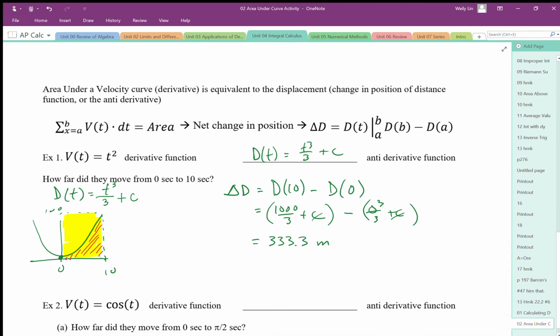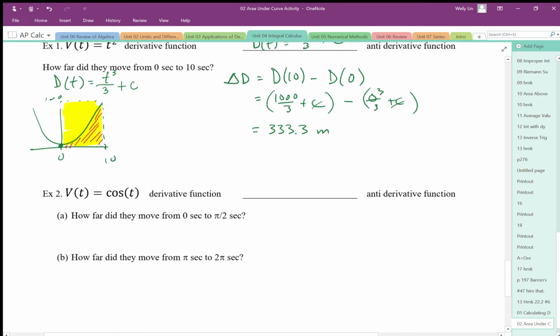That's a reasonable result. Okay, let's take a look at cosine. Well, if we know the derivative of sine is cosine, so that must be our antiderivative function. Okay, so I'm going to write that as d of t equals sine of t. Well, again, there's that plus c that could have differentiated to 0 that was originally there before we differentiated.